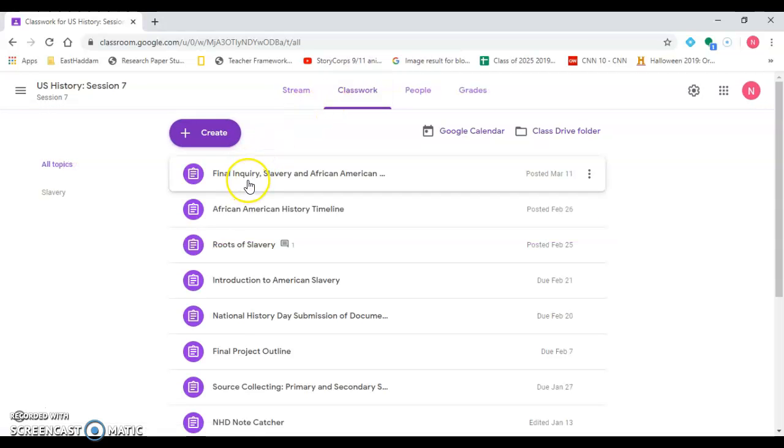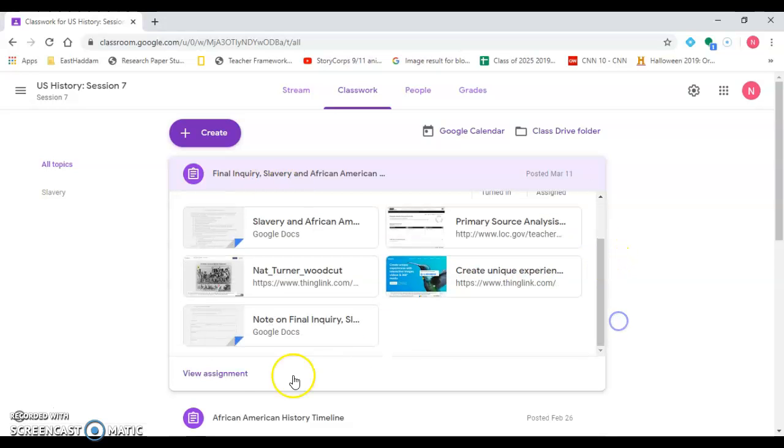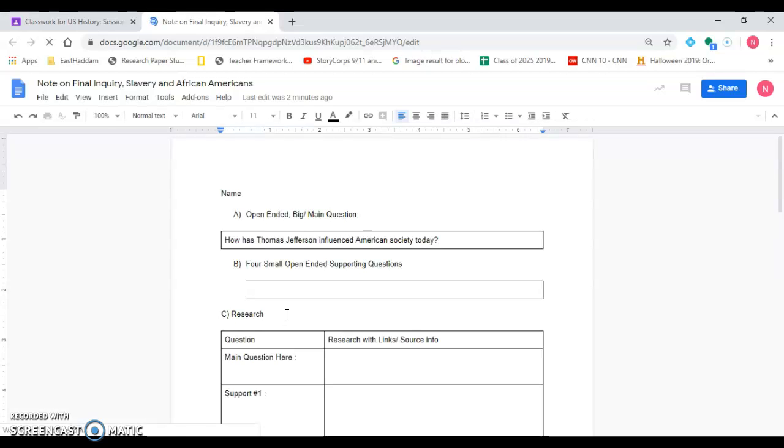You are also going to then go to classwork. Under classwork, the only item you need today is notes on final inquiry, slavery, and African Americans. You should have a big open-ended question written there for you. And now today you're working on B.